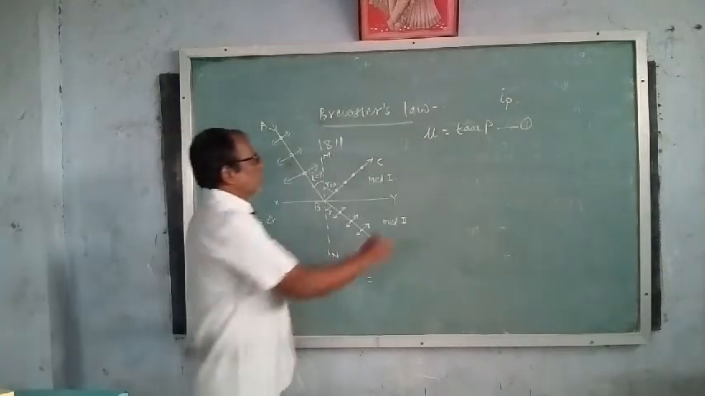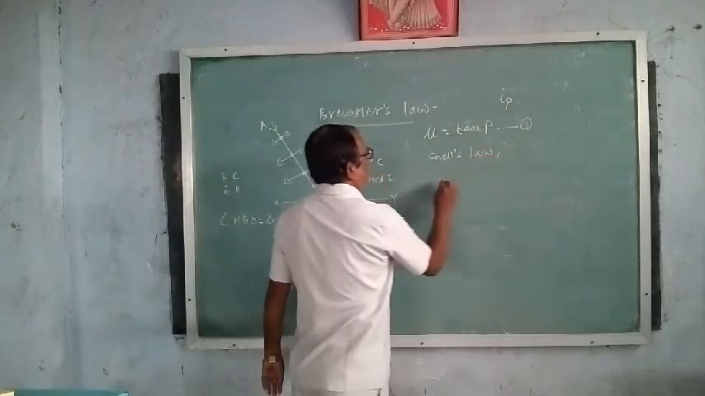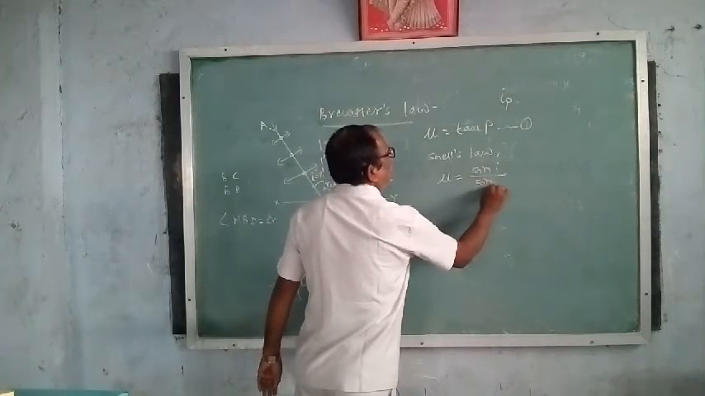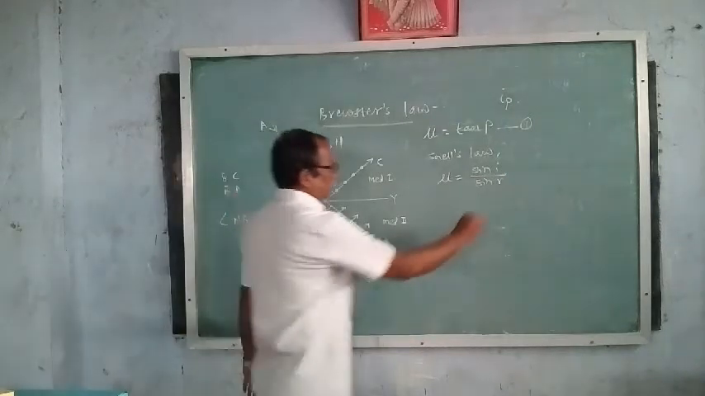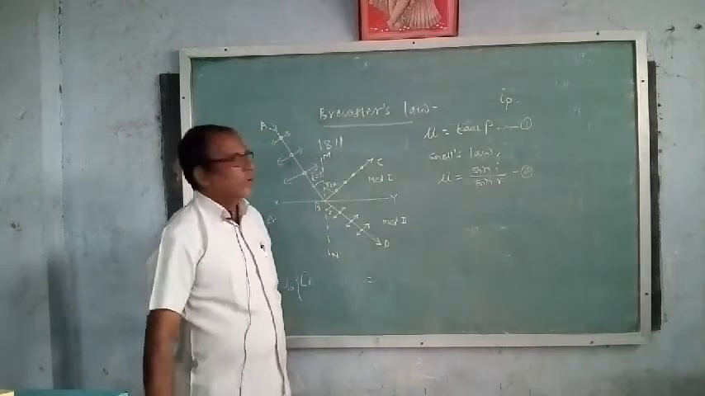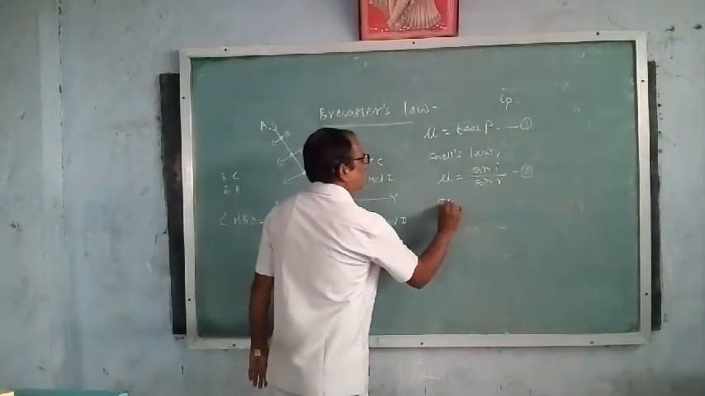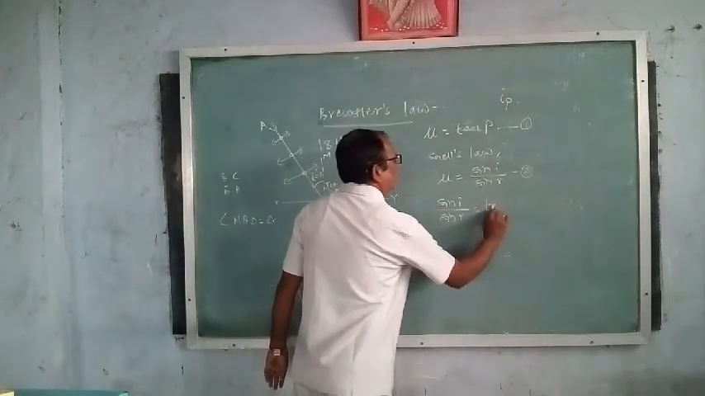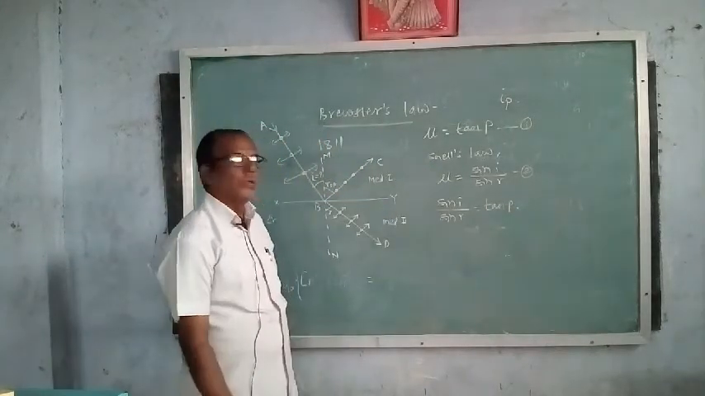So according to Snell's law, mu is equal to sin i upon sin r. This is the Snell's law of refraction. Say this is equation number 2. Now comparing 1 and 2, left sides are equal, therefore we get sin i upon sin r is equal to tan P, using these two equations 1 and 2.